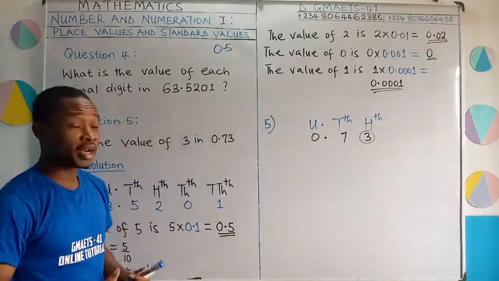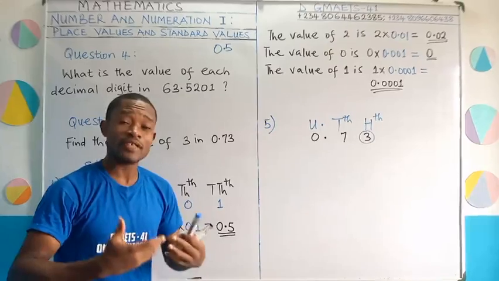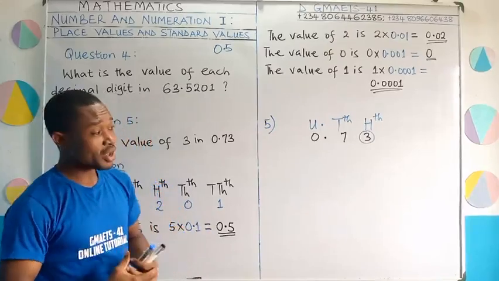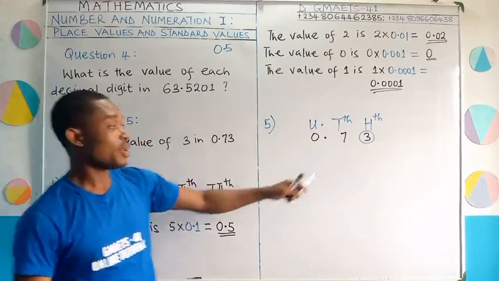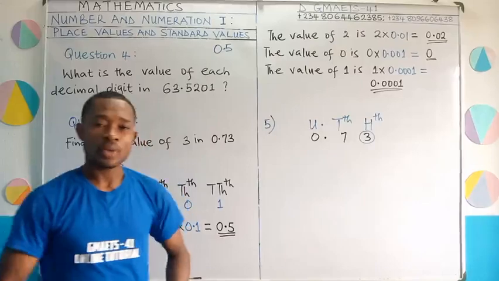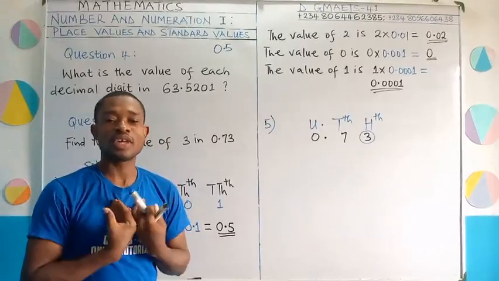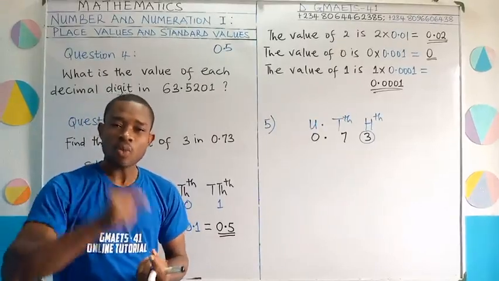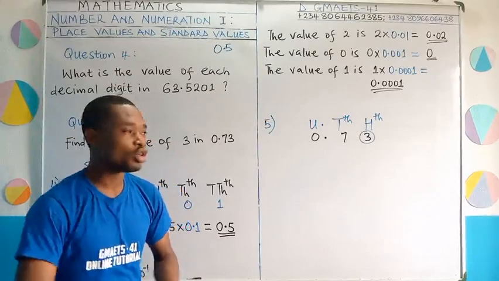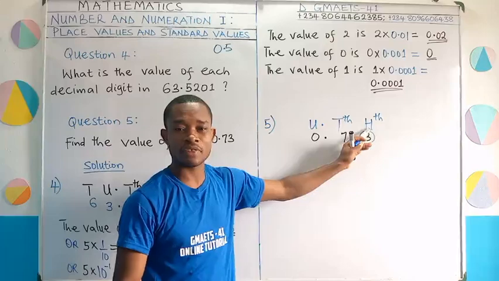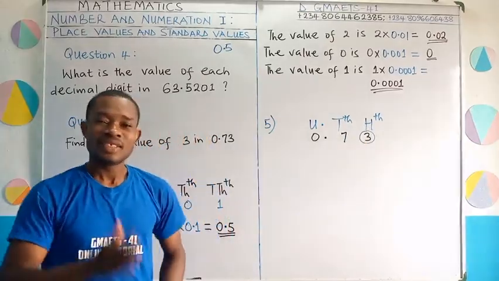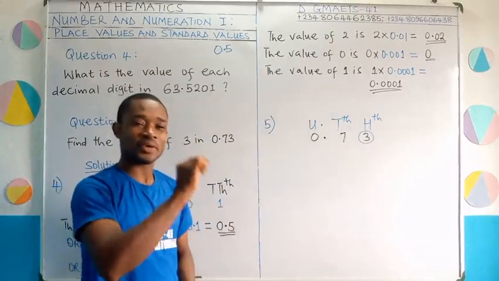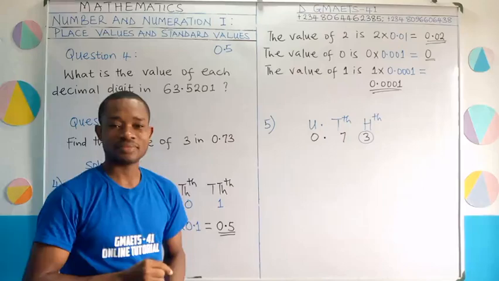To get the value of 3, I'll first of all get the place value of 3. I'll ask myself, 3 is under what place value? Or what's the place value of 3? There. The place value of 3 is hundredths. I'll now ask myself, I want to get the value of 3 there. What is the standard value of this place value of 3? So what is the standard value of hundredths? The standard value of hundredths is 0.01.